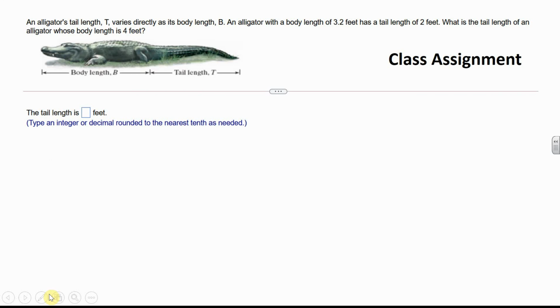So here it says that first sentence gives us the equation. It says that the tail length t varies directly as the body length b. How would I write that equation for step number 1? What would that say? Talk to me.